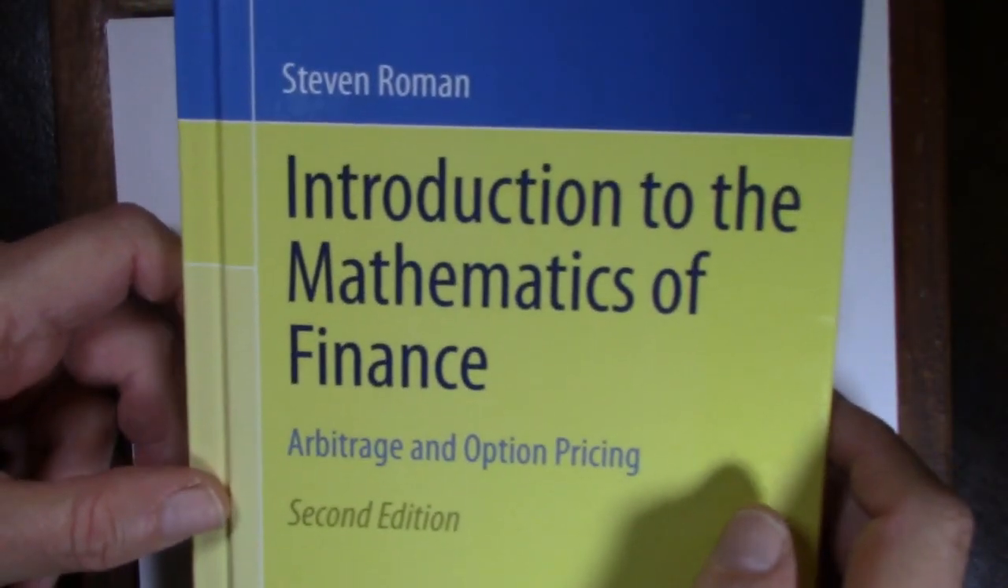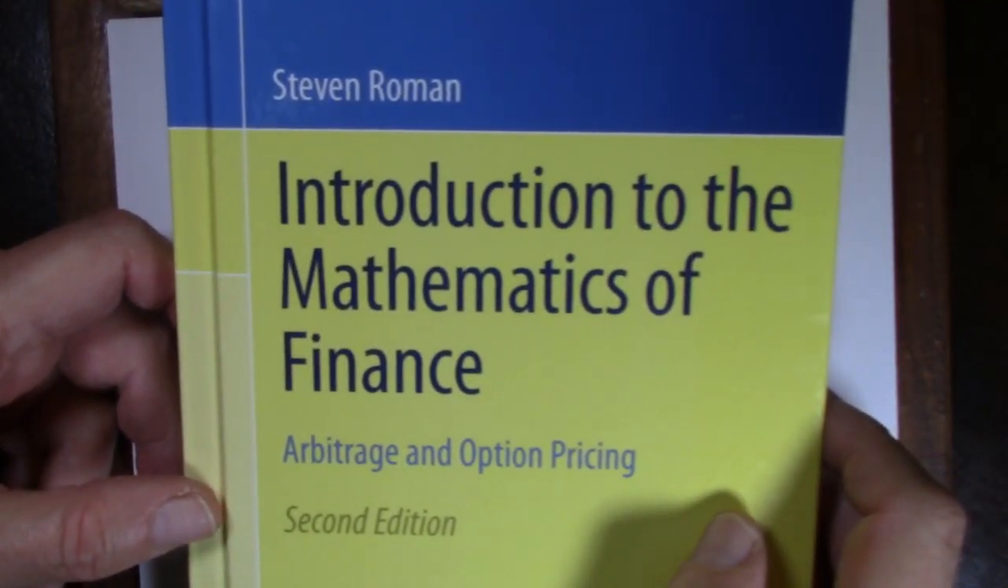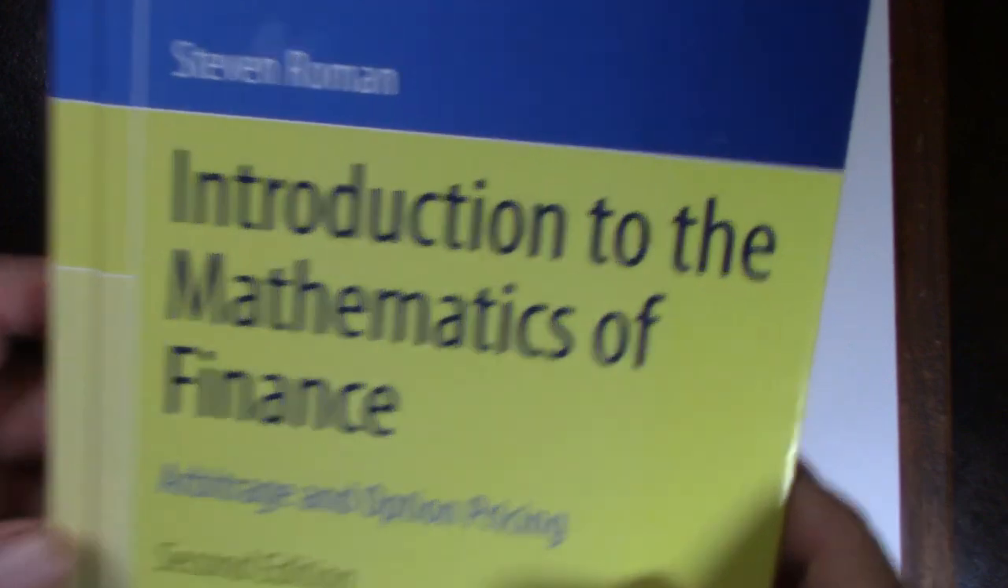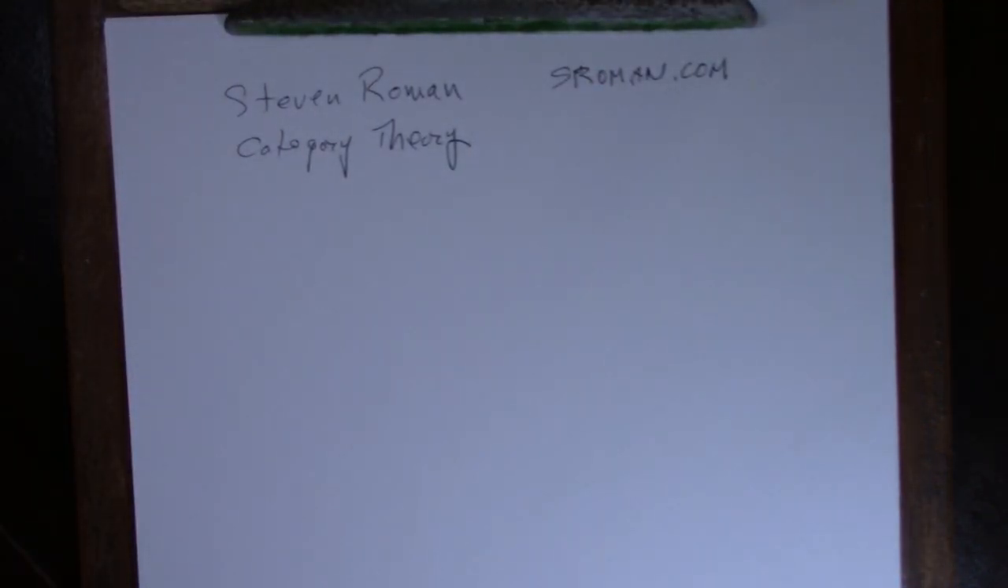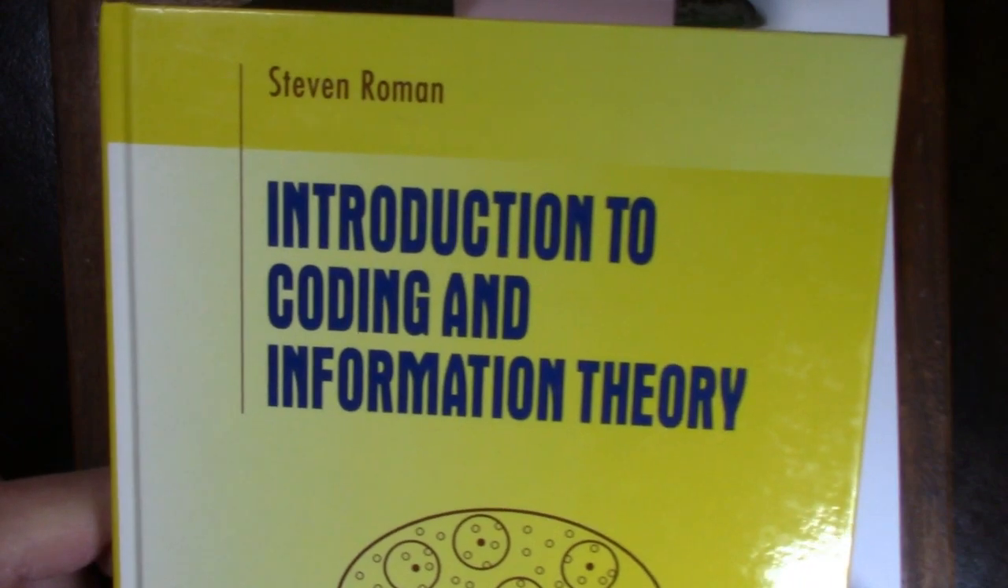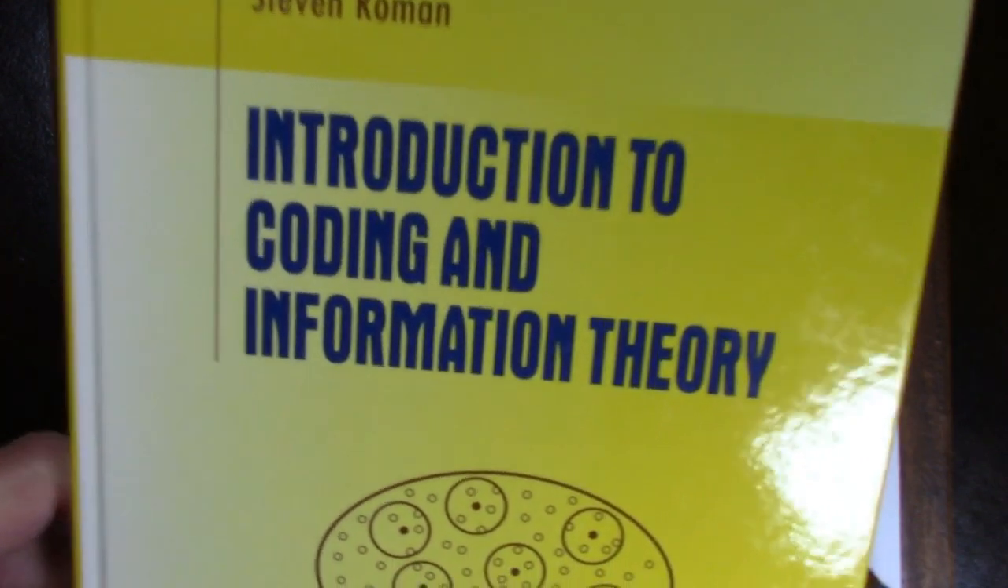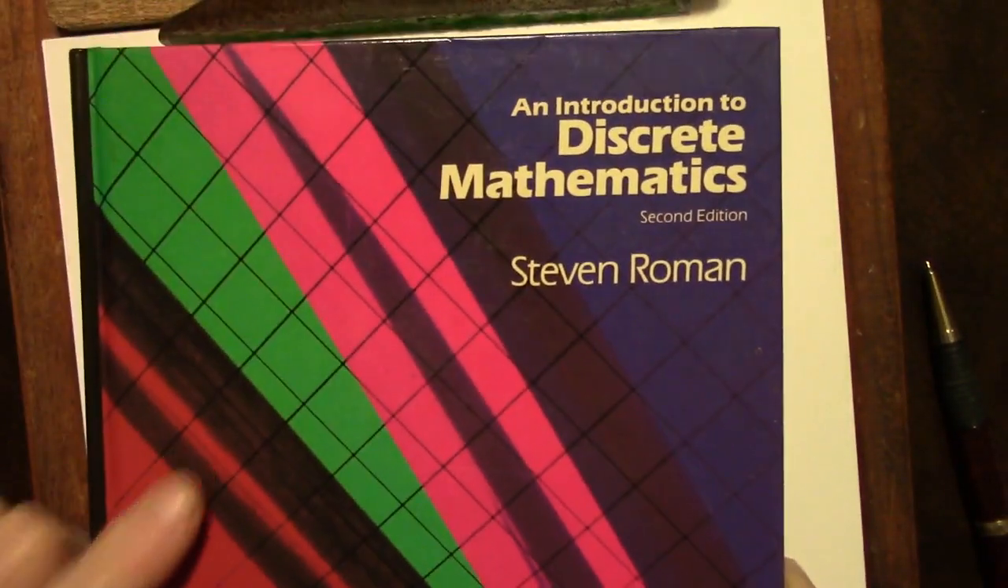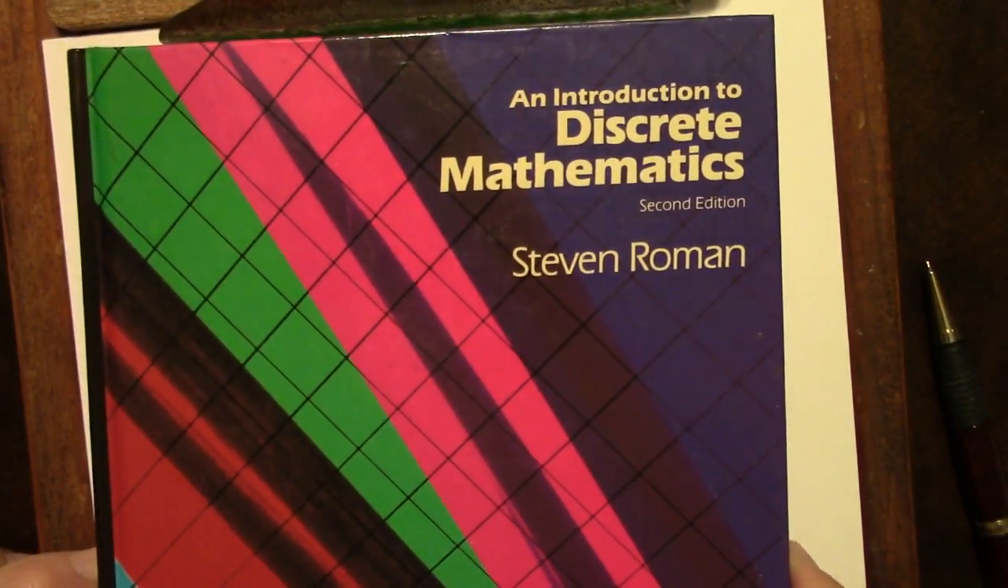This is Introduction to the Mathematics of Finance. It's an undergraduate textbook in the UTM series. This is also in the UTM series, An Introduction to Coding and Information Theory. An Introduction to Discrete Mathematics. This was actually the second book I ever wrote.